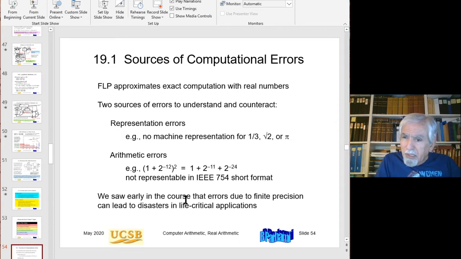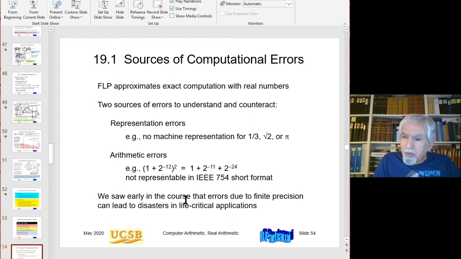Let's begin with a simple example. First of all, there are two sources of errors in floating point arithmetic that we need to understand so that we can counteract them. One source is representation error. Some numbers do not have an exact floating point representation. Of course, irrational numbers such as square root of 2 or pi don't have any finite representation, and therefore they don't have any floating point representation.